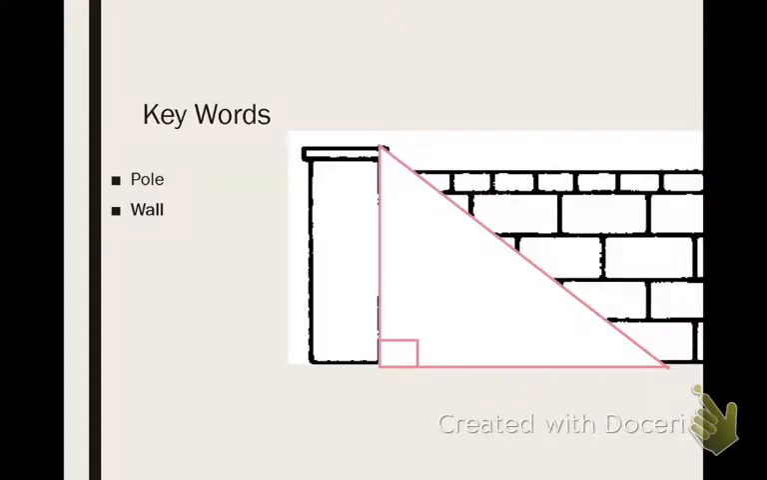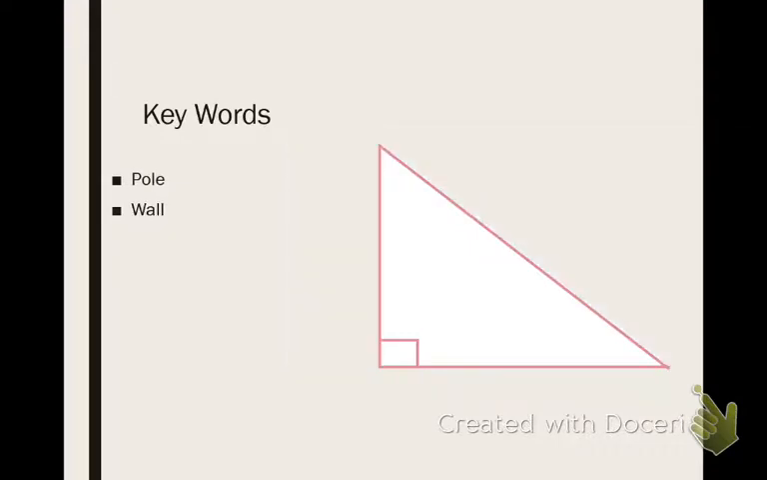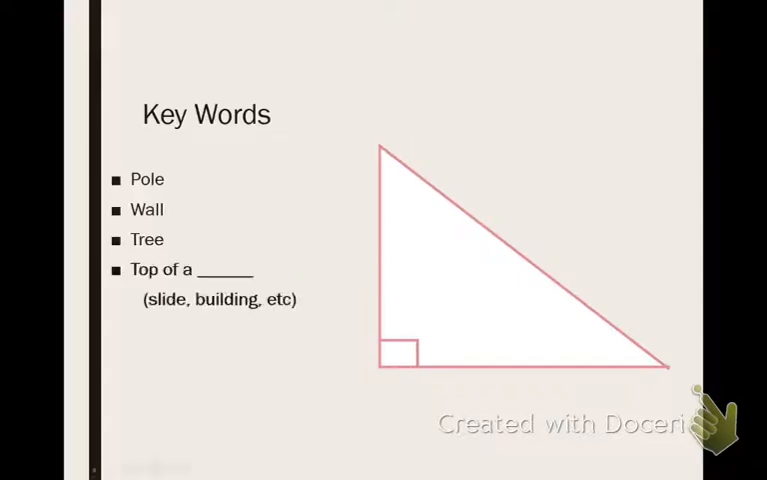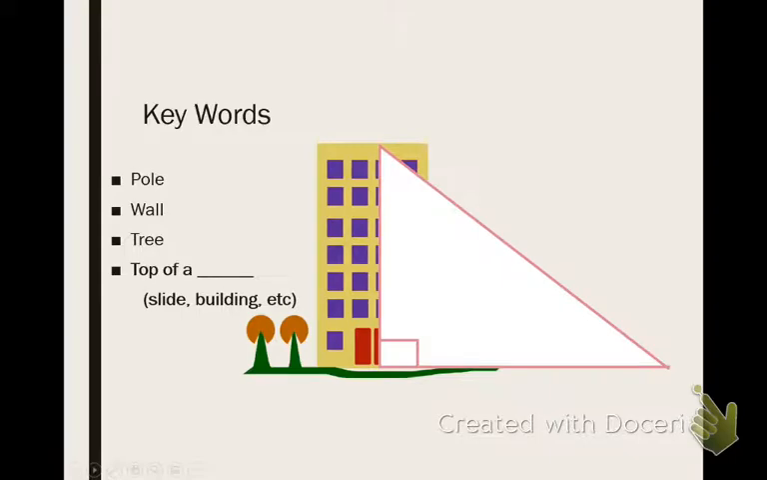It also represents a wall. A wall should be up and down. Sometimes it's not, but in geometry we assume. Now there's a tree. So from the very bottom of a tree to the very top of a tree will be measured. And then the top of a blank. So the top of a slide, I would write that in. The top of a building.